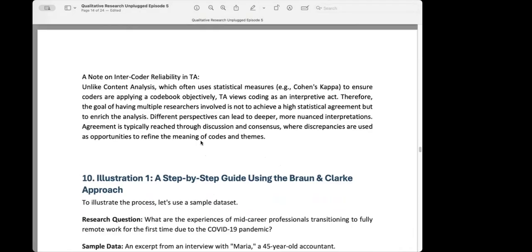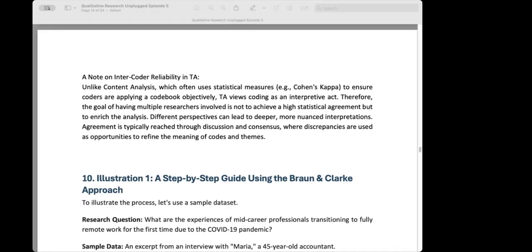That's a really important distinction to make, and it highlights a common misunderstanding that can sometimes lead qualitative researchers, particularly those coming from quantitative backgrounds, down the wrong path with TA. Unlike quantitative content analysis, which often does seek to ensure that different coders apply a predefined codebook objectively and consistently, hence using statistical measures like Cohen's kappa to quantify the level of agreement, thematic analysis, as we've discussed, fundamentally views coding as an inherently interpretive act. The researcher is interpreting meaning, not just counting manifest content. So the goal isn't necessarily identical coding.